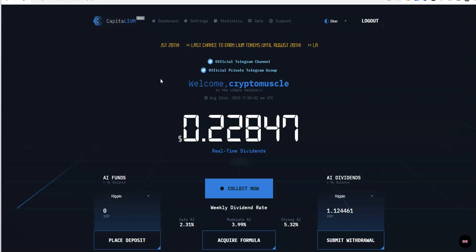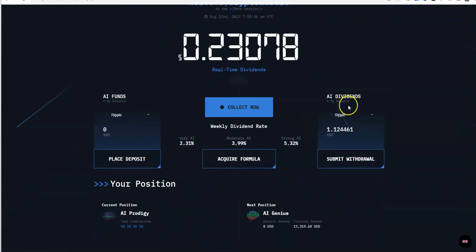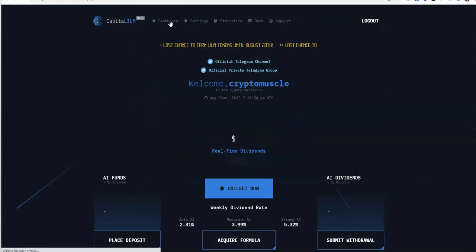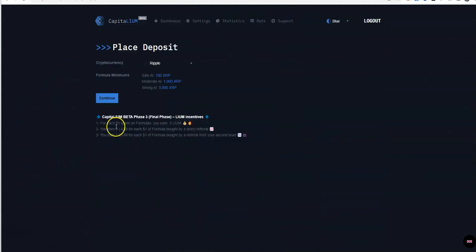You guys saw on deposit what you can do. Let's go look again, acquire formula. You're going to get free LIUM tokens. I went to the wrong screen, let me go to this screen here. Deposit. So when you look at what they're offering for LIUMs, for every $1 spent on getting a formula, you get 3 LIUM for every dollar. If anybody comes in under you direct, you get 2 for $1. And then 1 for 1 if it's on the second level. Still a pretty good way to incentivize getting these LIUM tokens.